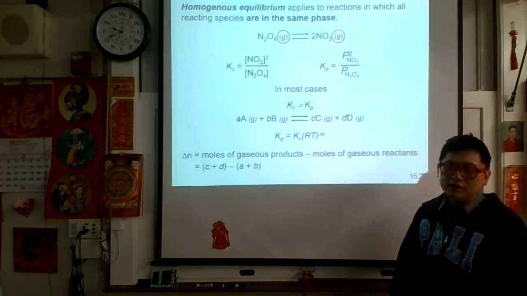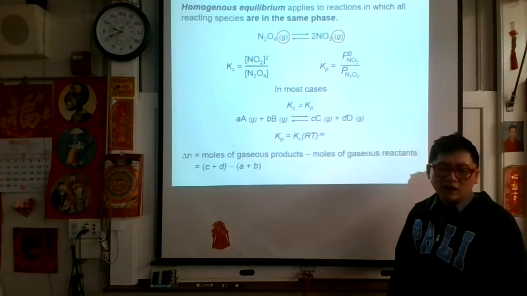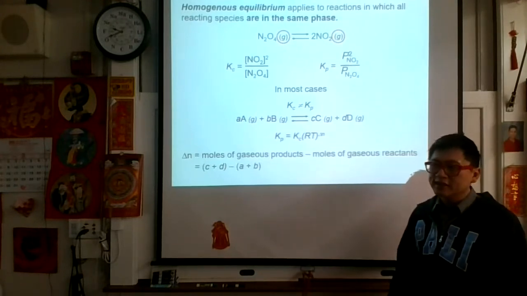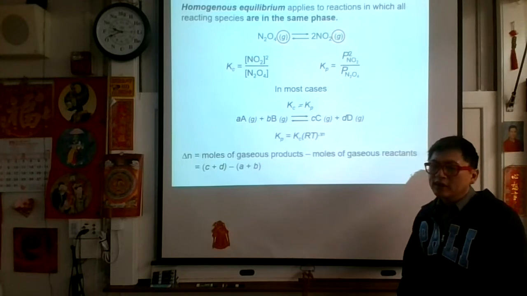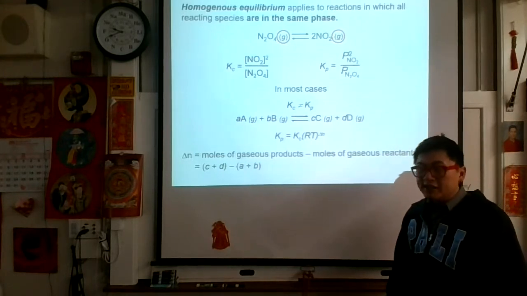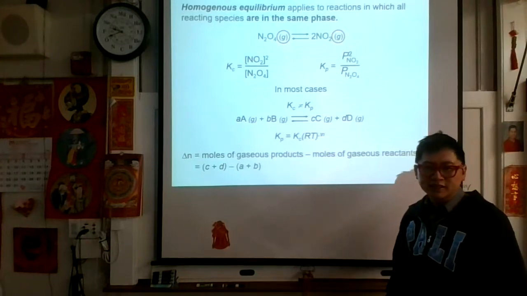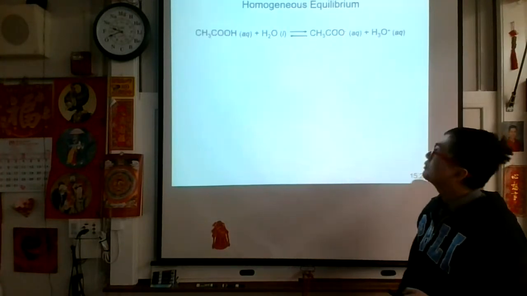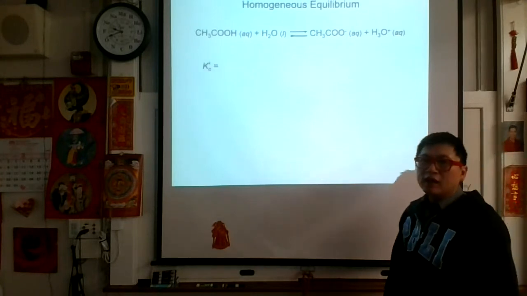Back to R. Remember when we did all this gas stuff, what R was? R is the gas constant from the gas chapter. R is 0.0821. Technically it's liters atmospheres per mole kelvin, but when we do Ks, we don't need the units, so it doesn't really matter.